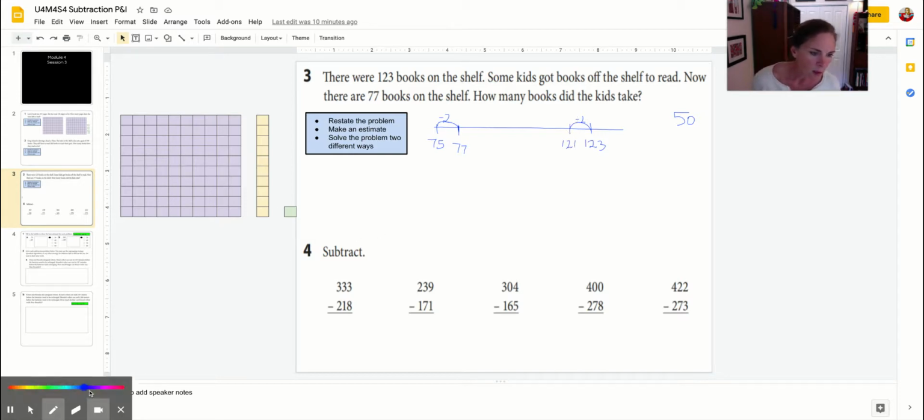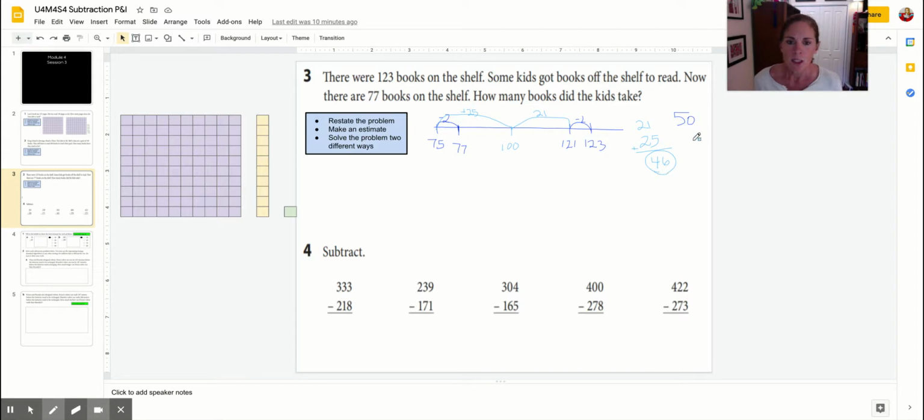All right, and then I'll use a different color. So I know 75 plus 25 is 100. And then 100 plus 21, 100 to 121 would be 21 more. So 21 plus 25, that's not bad. 21 plus 25 is 46. So they took 46 books. I'm going to circle that. And that's close to 50.